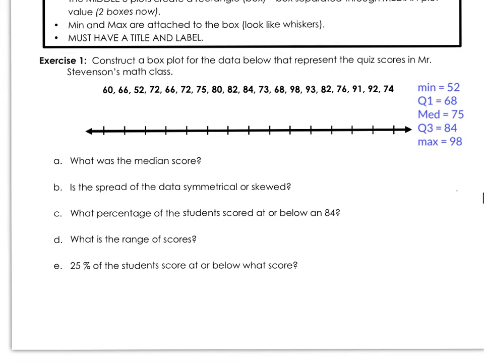So off to the side, I've written down the minimum, Q1, median, Q3, and maximum. Now I also need to put the data points above those values on my number line. But my number line isn't labeled yet, so we need to start by figuring out what we need to count by. The best way to do that is to figure out how many lines you have and what the range of data is. In my example here, my range I can find by subtracting the maximum and minimum, so 98 minus 52 gives me 46, and then I can divide amongst the 15 line spaces that I have.